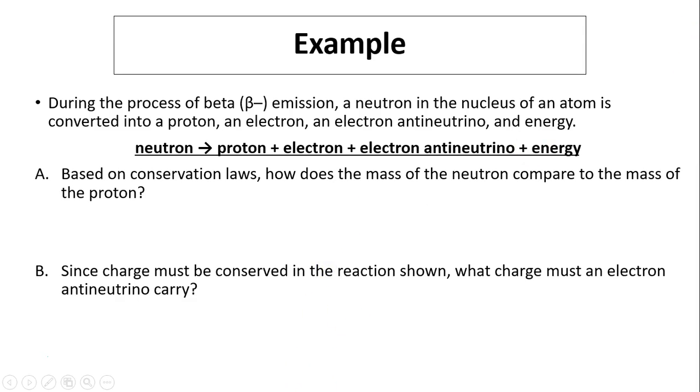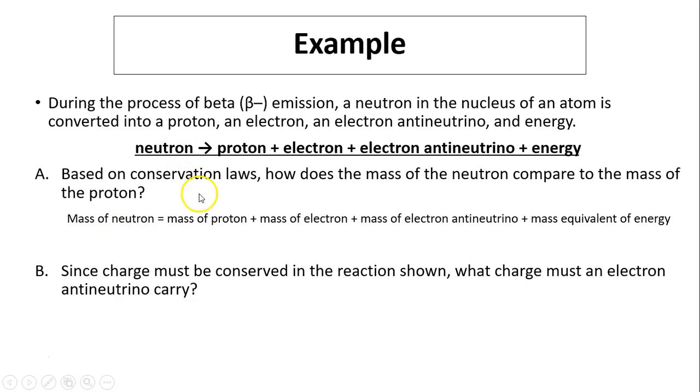Another example. During the process of beta emission, a neutron in the nucleus of an atom is converted into a proton, electron, antineutrino, and energy. Based on the conservation law, how does the mass of a neutron compare to the mass of a proton? So mass and energy are conserved. The mass of a neutron has to be equal to the mass of proton plus mass of electron plus mass of antineutrino plus the mass equivalent of this energy. So how do you think they compare? Obviously, the mass of neutron has to be bigger than the mass of proton.